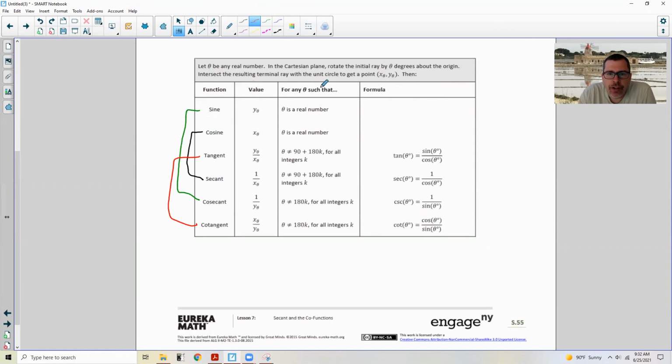Okay. For sine and cosine, theta can be any real number, and then we have restrictions on tangent. Tangent and secant cannot be 90 or 270 degrees, and cosecant can't be 0 or 180 degrees. Okay, same with cotangent. So then it has formulas. Tangent theta equals sine theta over cosine theta. Secant theta is 1 over cosine theta. Cosecant theta is 1 over sine theta. And the cotangent is cosine theta over sine theta, which is the inverse of tangent.